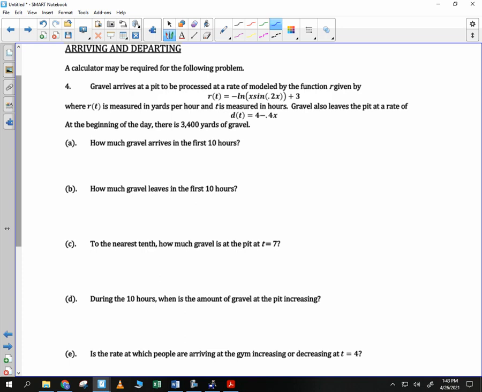How much gravel arrives in the first 10 hours? You should have the integral from 0 to 10 of R of t dt, and you should get 22.485 yards. Yeah, so the variable ended up being wrong. It was x in the problem, and I have t. So whether you have r of x or t or dx, it doesn't matter to me. Okay, so 1 point for the integral, 1 point for the answer.